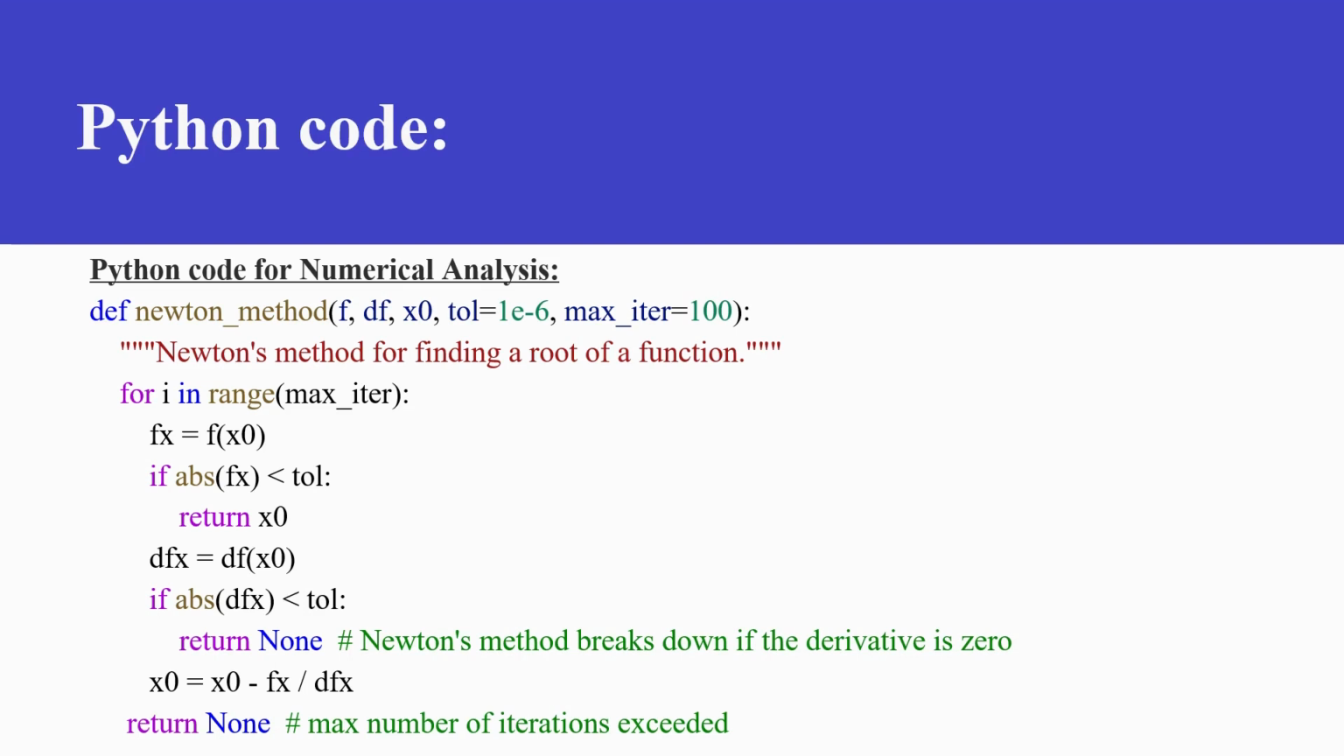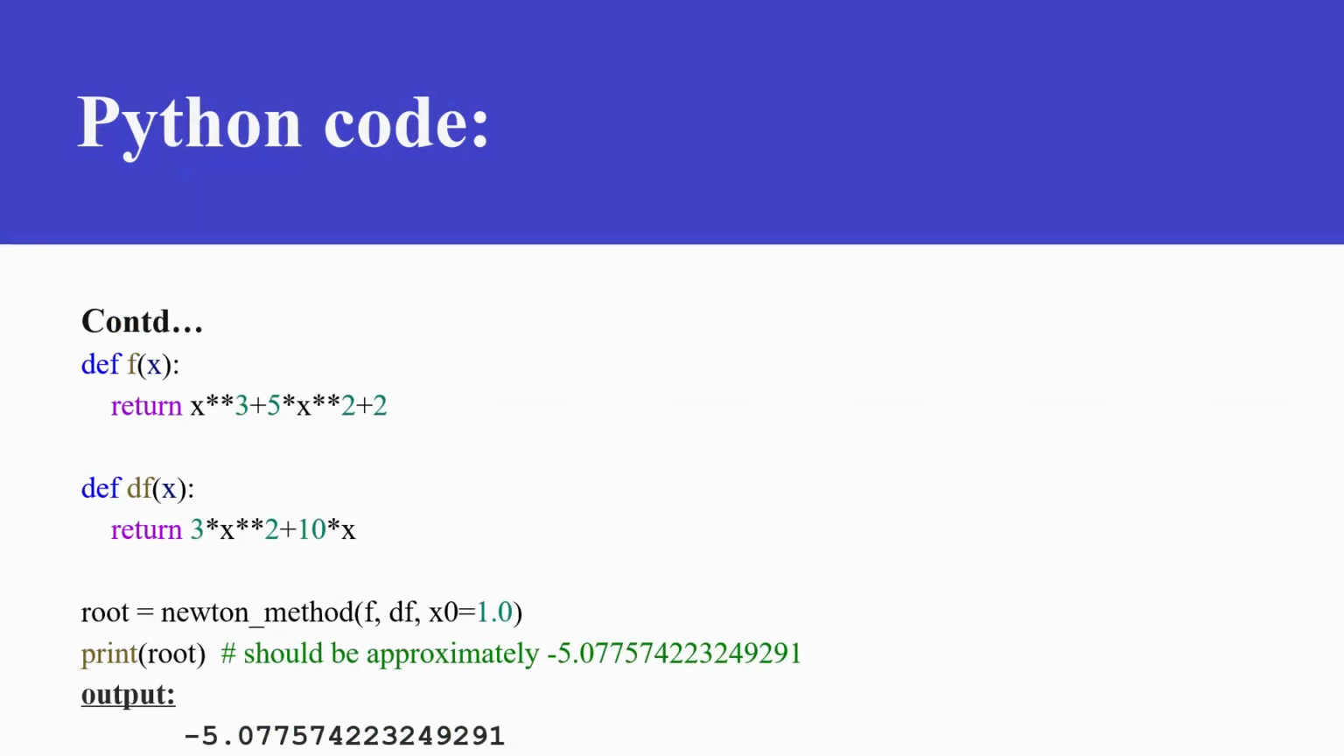This is the final output of that function. This is the taken function f(x) = x³ + 5x² + 2, and the derivative of the function is 3x² + 10x. After calling the Newton's method function, we get the output −5.077574223249291.